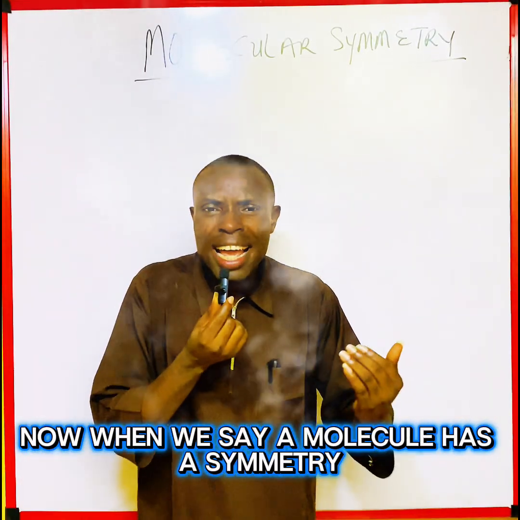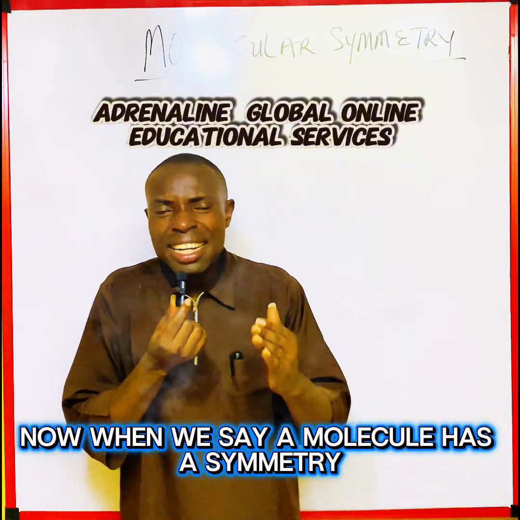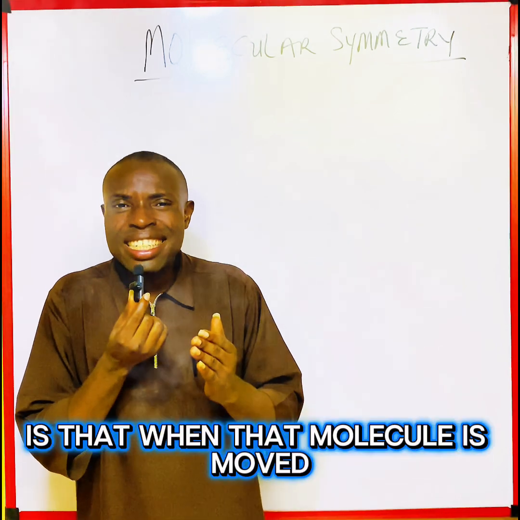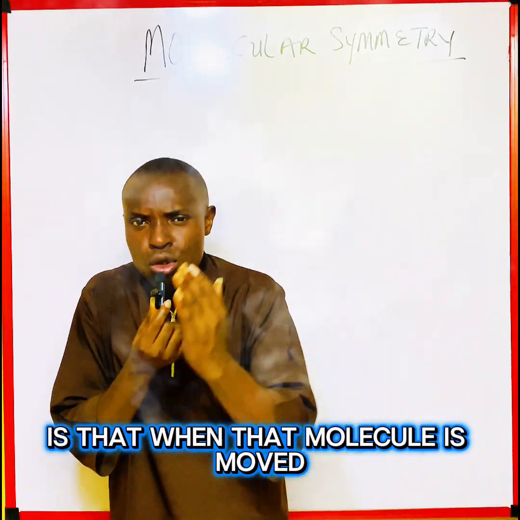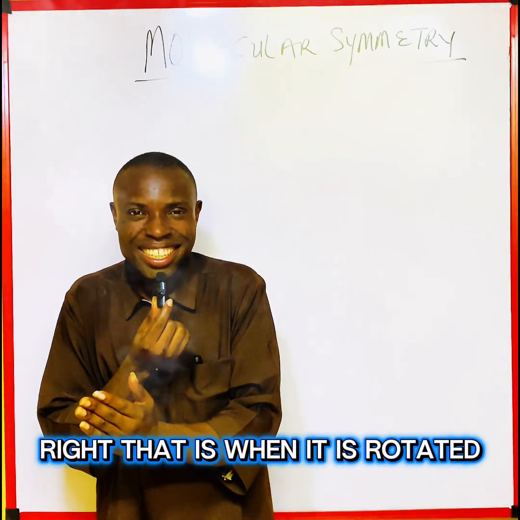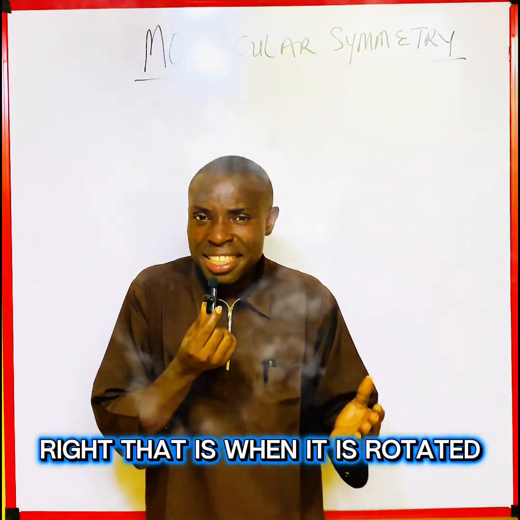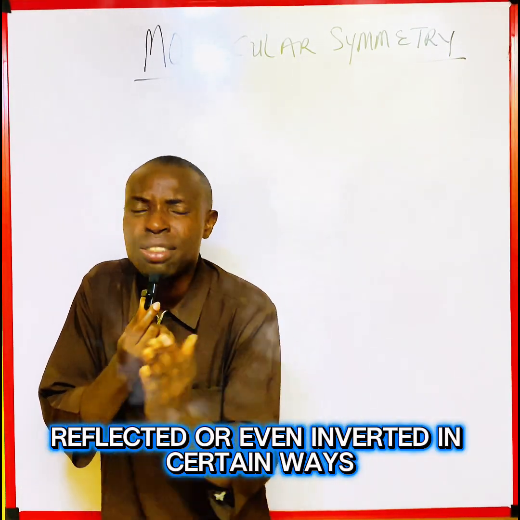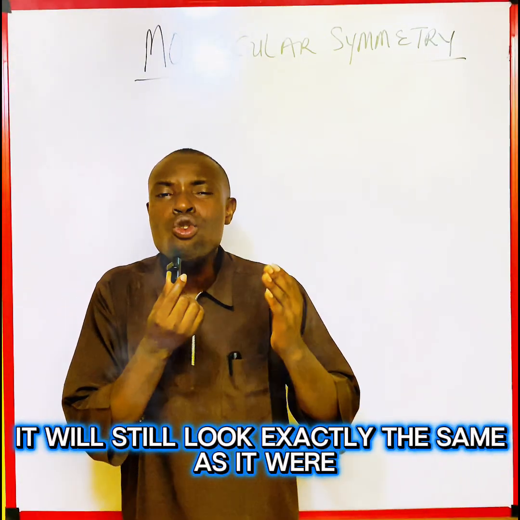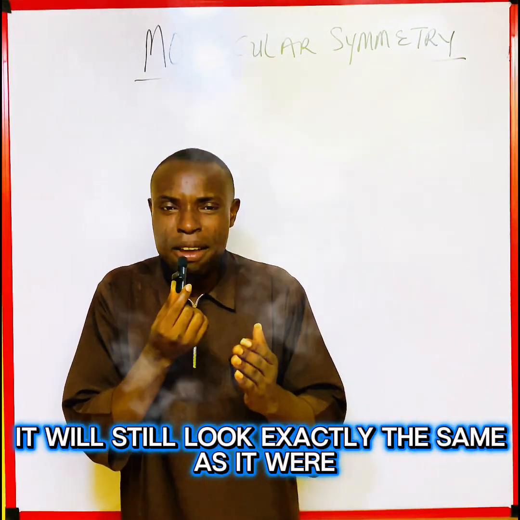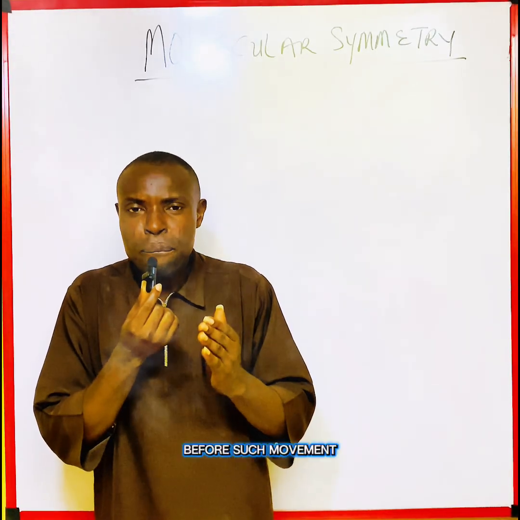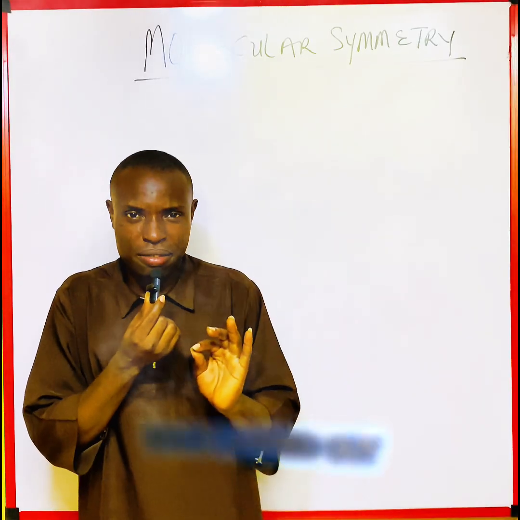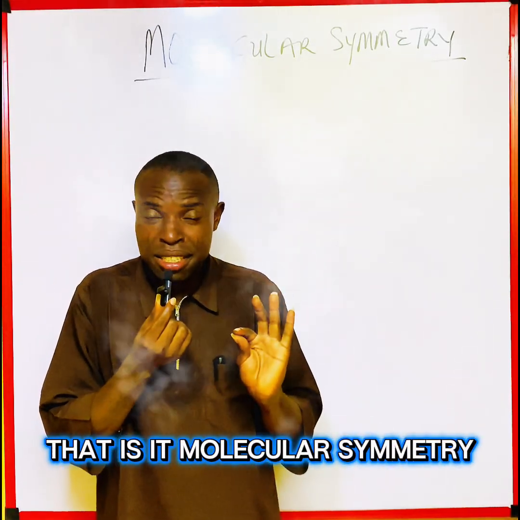Now, when we say a molecule has a symmetry, what we are actually saying is that when that molecule is moved, that is when it is rotated, reflected, or even inverted in certain ways, it will still look exactly the same as it was before such movement was carried out. That is it, molecular symmetry.